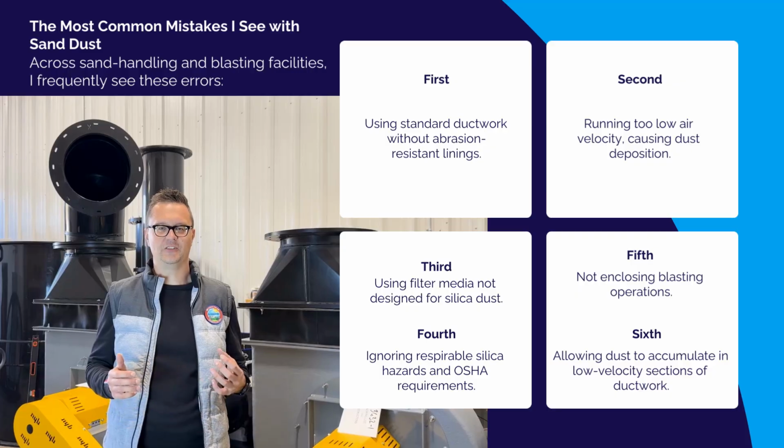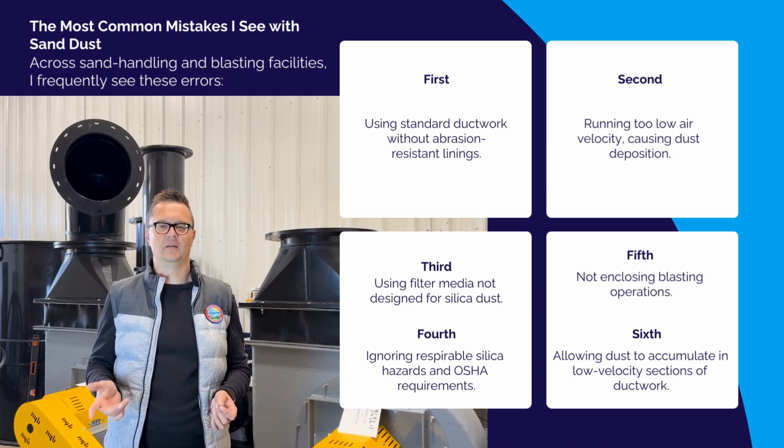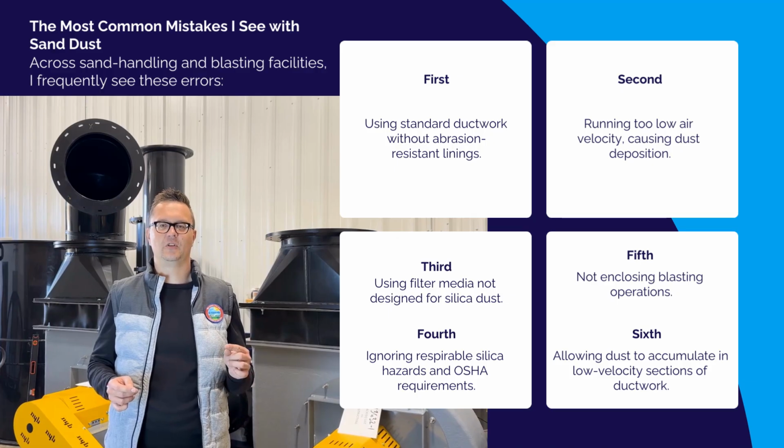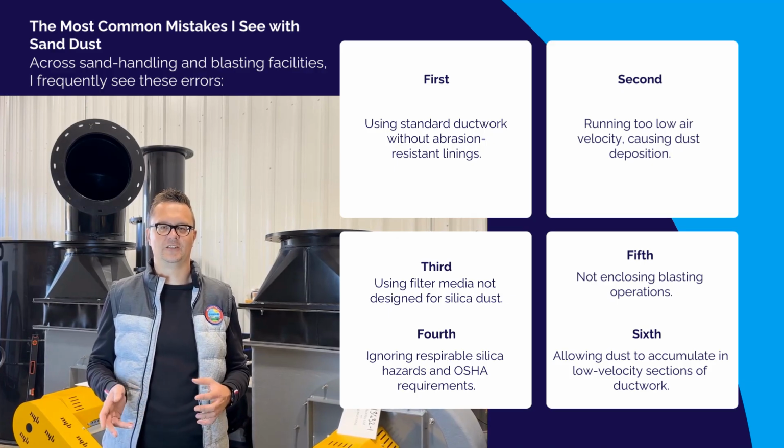The most common mistakes I see with sand dust. Across sand handling and blasting facilities, I frequently see these errors. First, using standard ductwork without abrasion-resistant linings. Second, running too low air velocity, causing dust deposition. Third, using filter media not designed for silica dust. Fourth, ignoring respirable silica hazards and OSHA requirements. Fifth, not enclosing blasting operations. Sixth, allowing dust to accumulate in low-velocity sections of ductwork. Sand dust punishes poorly designed systems fast.